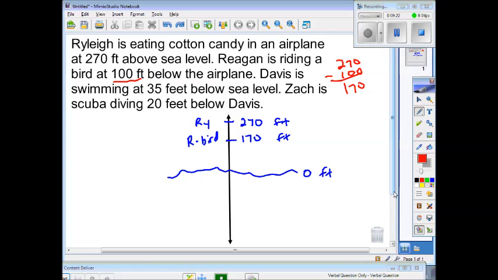So give me a better description though. Like where we were able to see that Riley was at 270 feet above sea level.